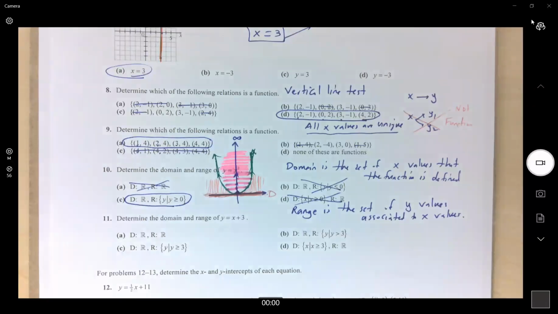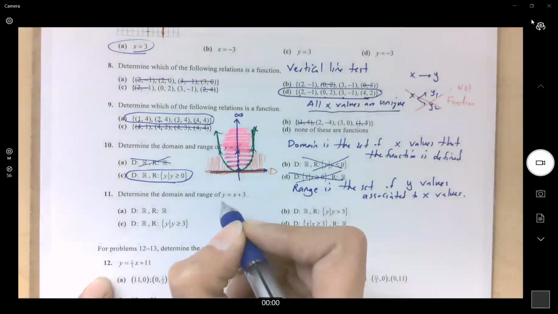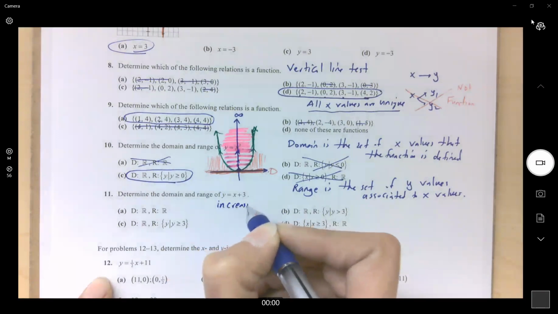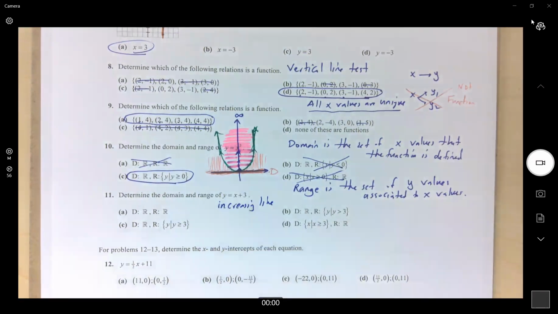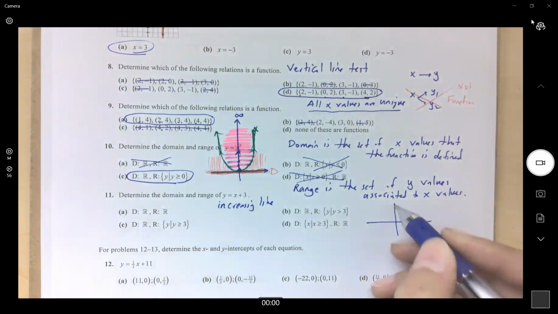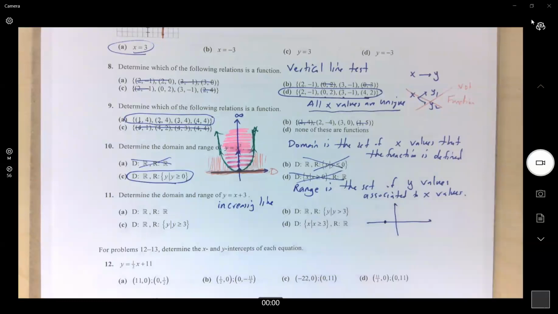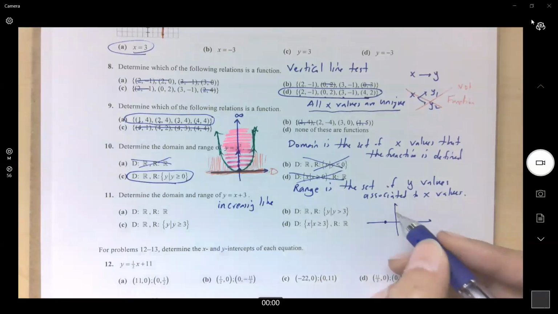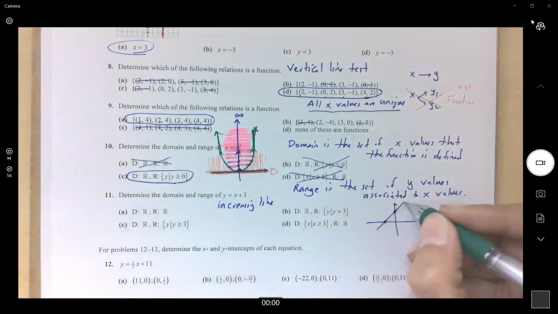Very well. Question 11. Okay, 11 is super easy. We just have a line, an increasing line. This is just an increasing line. It's defined everywhere from left to right. It's an increasing line. So if you want to graph this guy, the graph is going to be like this. If you want to find the x-intercept, well, x is equal to -3. And if you want to find the y-intercept, it is 3. So this is the graph of this line that you have.